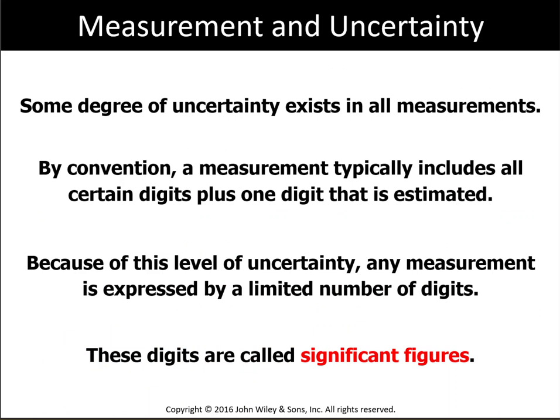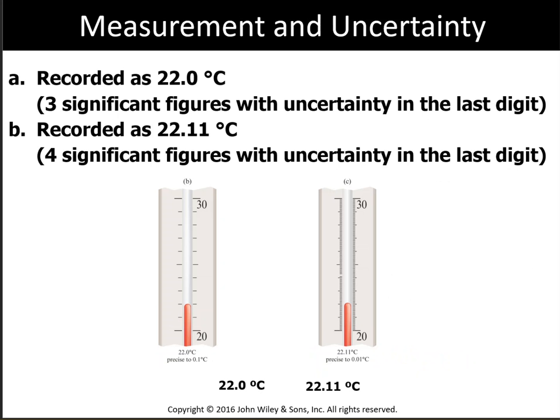Because of this level of uncertainty in any measurement, we express the measurement by a limited number of digits. These digits are called significant figures. So we're going to look at an example to see how the level of uncertainty can be different among measurements and different instruments. Here you see a picture of 2 different thermometers.